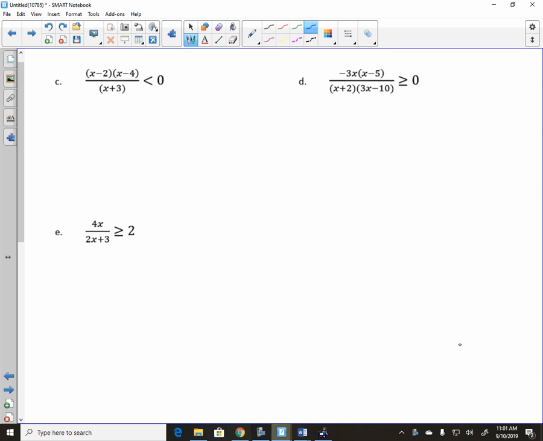And we start with the basics. Here we go. First, we find out where it's equal to 0. It's equal to 0 at 2, at 4, and at negative 3. We look at the top and the bottom.